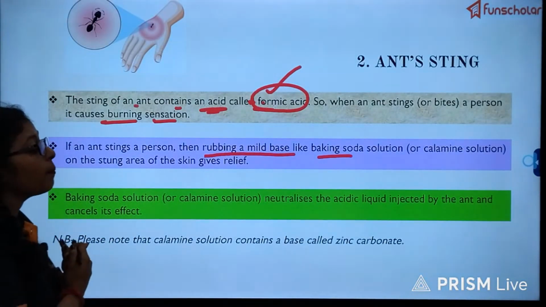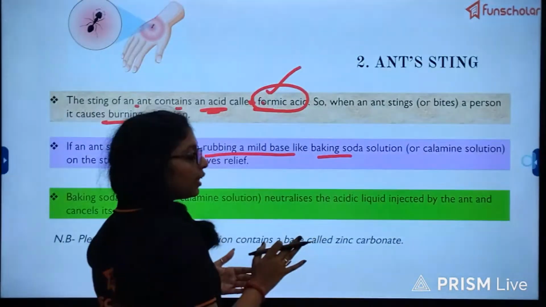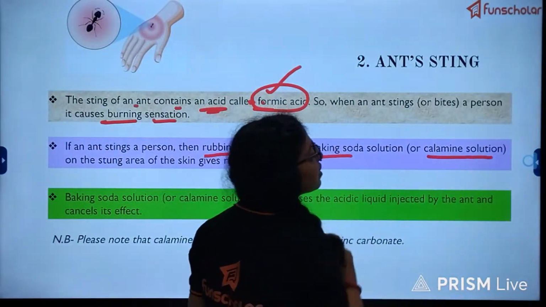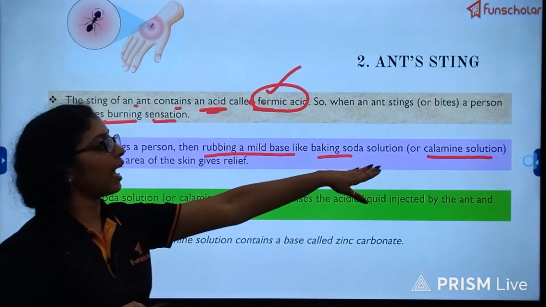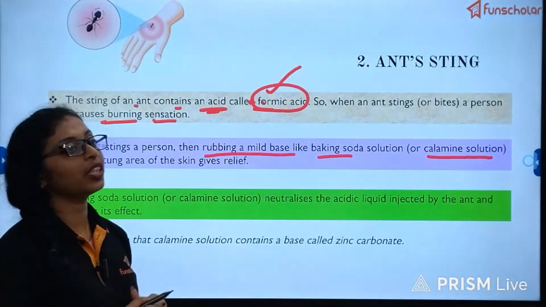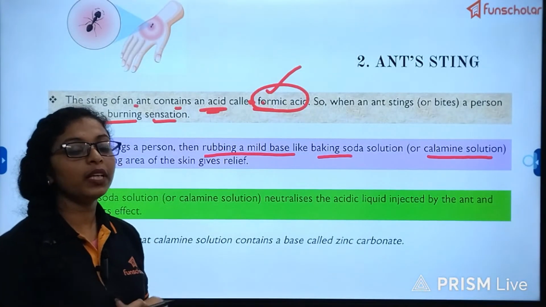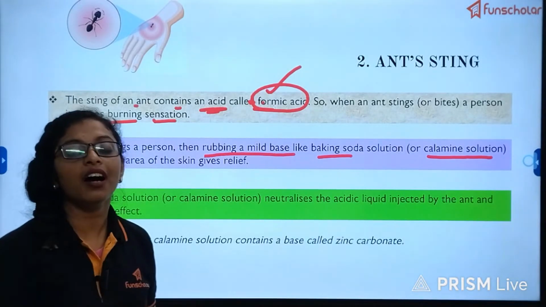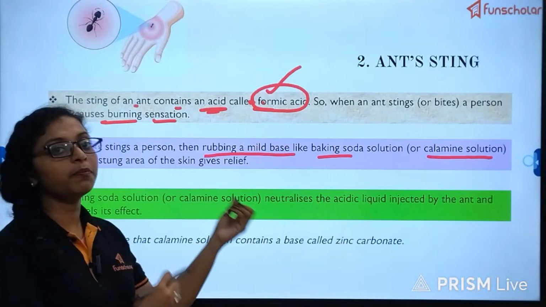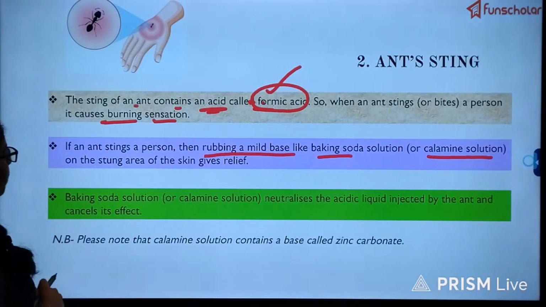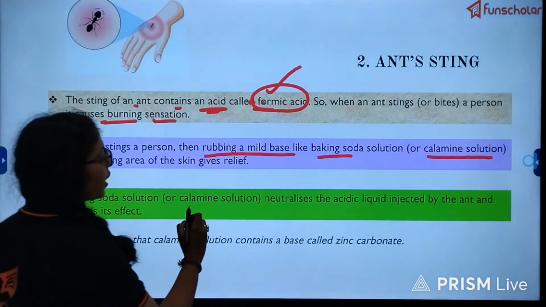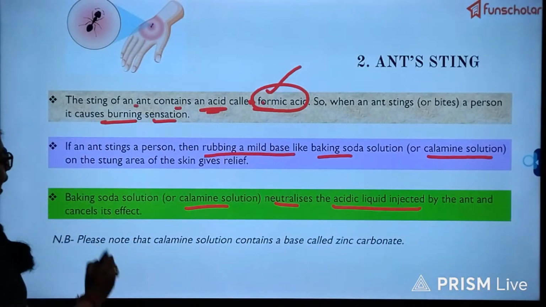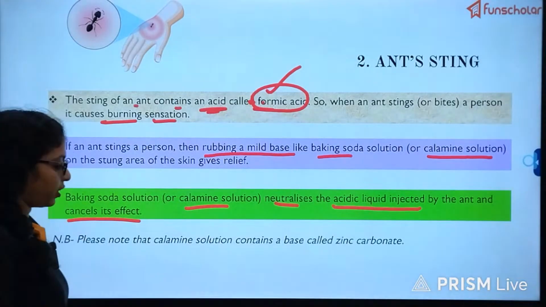Why? Because baking soda definitely is a base, and so is calamine solution. Here the calamine solution is going to react with the formic acid, and they will neutralize and cancel each other out, and it will give you the ultimate relief from that burning sensation. So baking soda solution or calamine solution neutralizes the acidic liquid injected by the ant and cancels its effect.